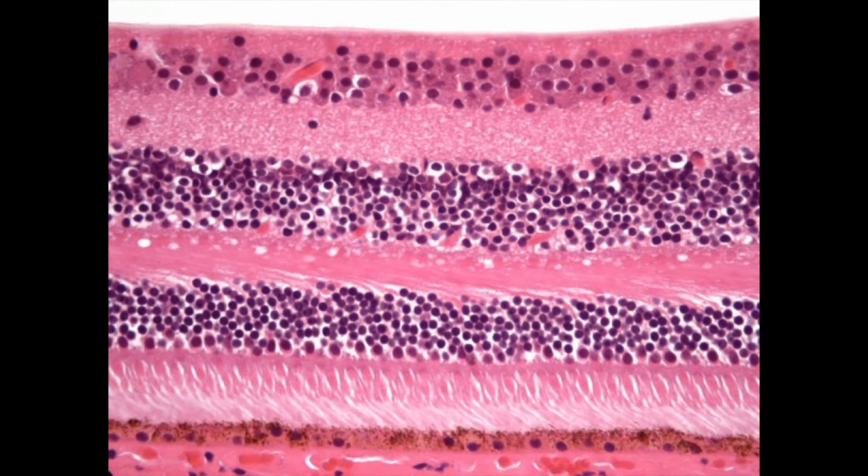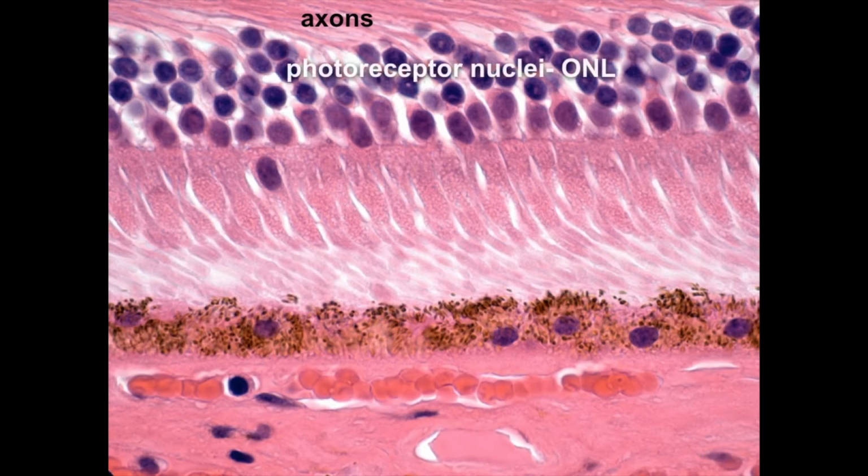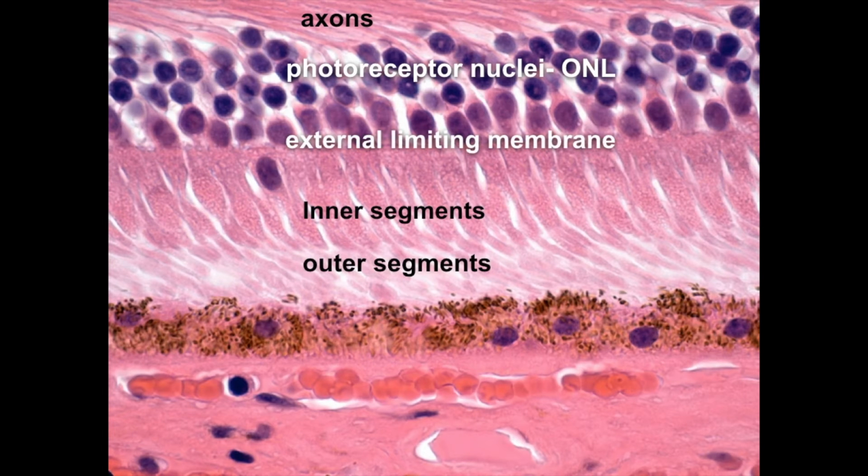The photoreceptors are the outermost layer of the retina. Light has to pass through the entire thickness of the transparent retina to interact with the outer segments of the rods and cones. Parts of the photoreceptor cells include their axons or Henle fibers that comprise the outer part of the outer plexiform layer, the photoreceptor nuclei that form the outer nuclear layer, and the inner and outer segments that project through the array of intercellular connections called the external limiting membrane.